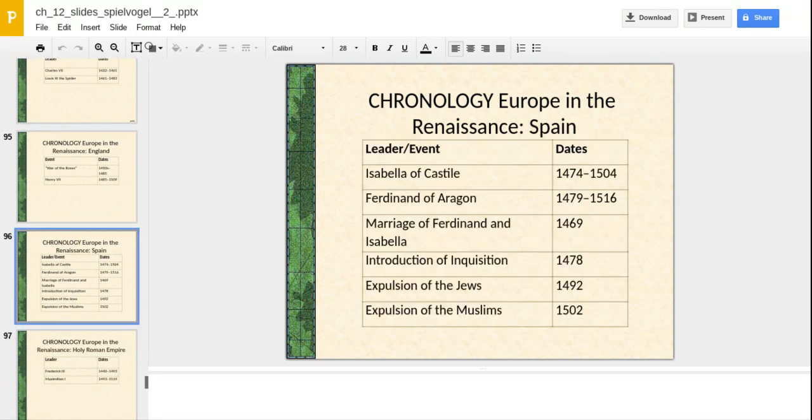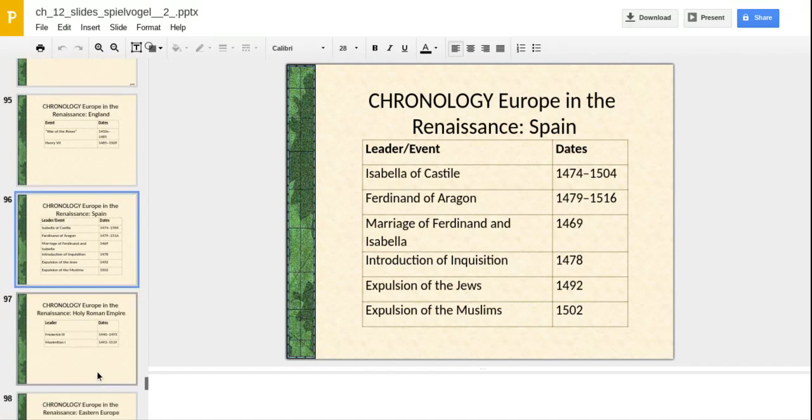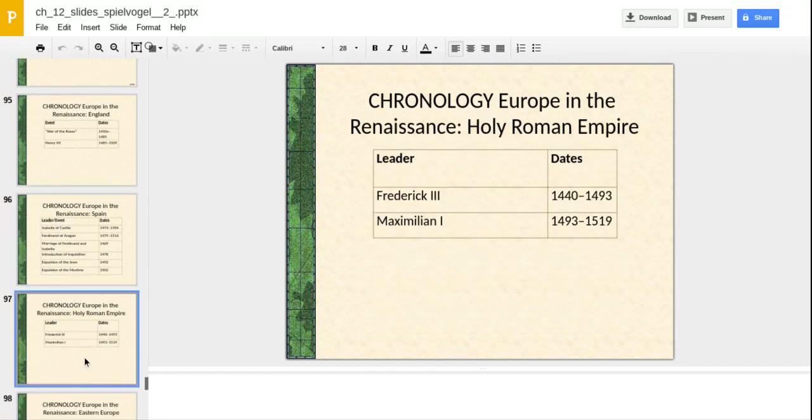In Spain, you have a number of events. Isabella of Castile, Ferdinand, who's from Aragon. Their marriage unites these two major, large areas. They use the Inquisition to push out Jews and Muslims, as you can see there. In the Holy Roman Empire, we get Frederick III, and then we get Maximilian I.